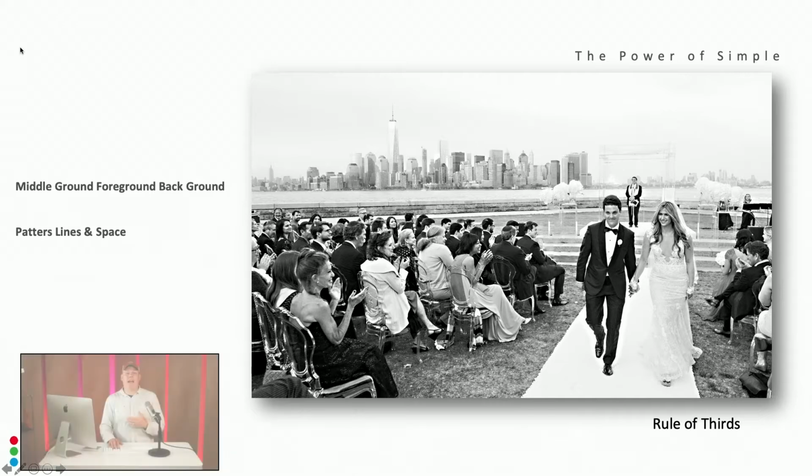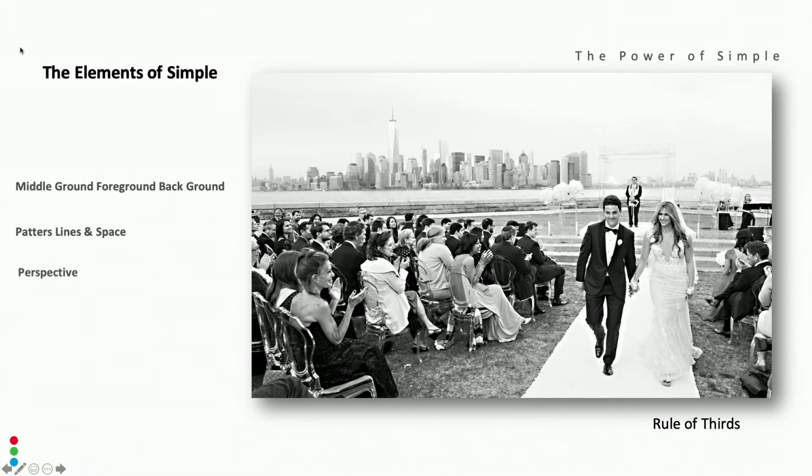You have patterns, lines, and space. You have the patterns made up of the people in the audience, and of course, the pattern and the lines of the city in the background. And even if you think about it, the aisle runner is a nice line leading you in and out of the image. And then we have perspective, right?